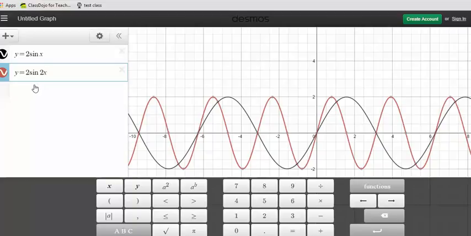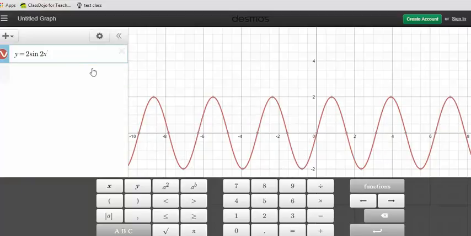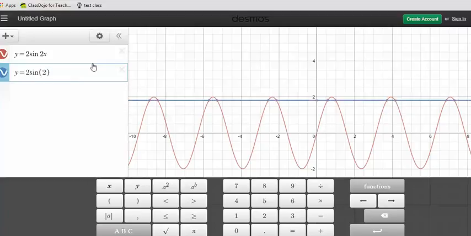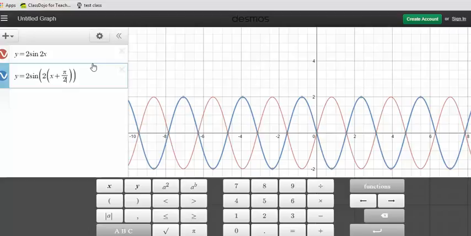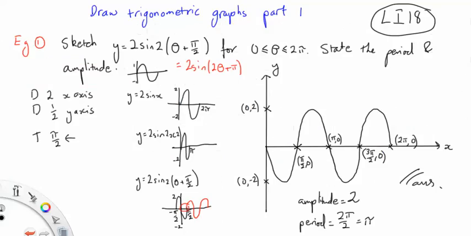Alright, lastly, let's do that translation. So let's delete that one. Let's enter that one in, and let's do that translation. Sine of (2x plus pi on 2). There we are. See what's happening there? So we're taking a graph here and we're shifting it all pi on 2 units this way to the left. And if you look here, that's exactly what we expected to happen, pi on 2 units to the left.